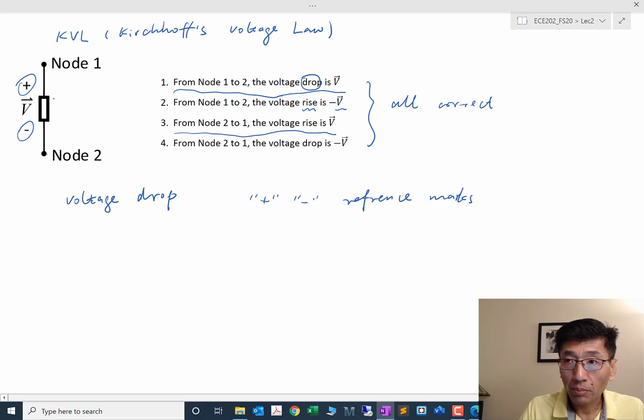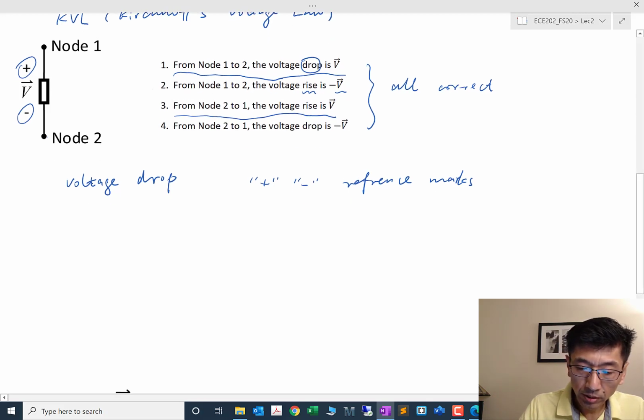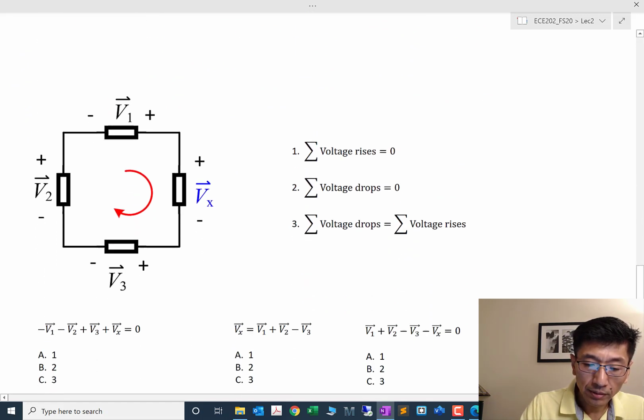So what is voltage drop? If from positive to negative, the voltage drop is whatever the labeled variable is. But if you want to see the voltage rise from plus to minus, then you need to put a negative sign in front of the variable, just like the second statement. And the similar situation applies for the voltage drop if you go the other way around.